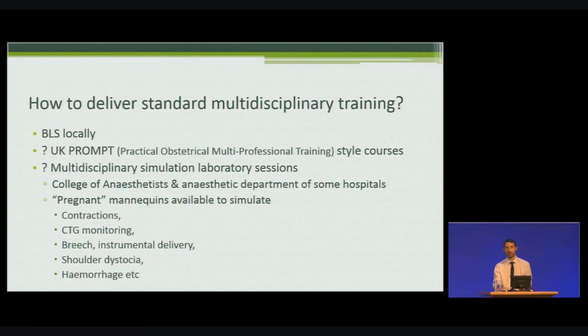There's a very good simulation laboratory in the College of Anaesthetists here in Dublin. I know that the anaesthetic departments of some hospitals around the country, including Cork, Galway, and some Dublin hospitals, will also have simulation labs which may be useful for providing this kind of multidisciplinary training. It is also possible to get pregnant mannequins, and these will simulate uterine contractions. You can do CTG monitoring, you can simulate breech and instrumental delivery, shoulder dystocia, haemorrhage, etc. They're actually very good if anybody hasn't seen them.